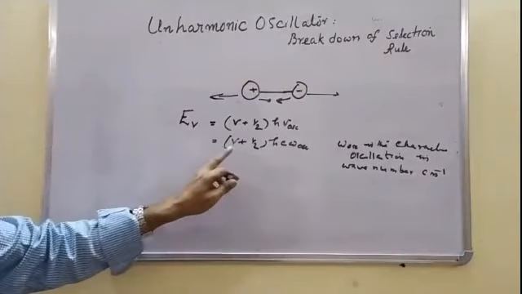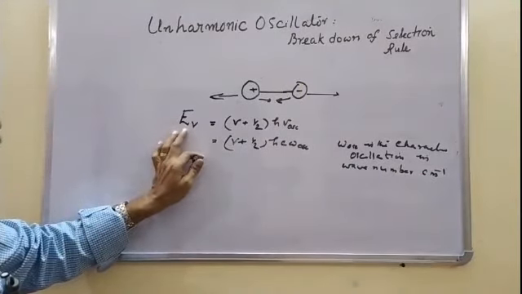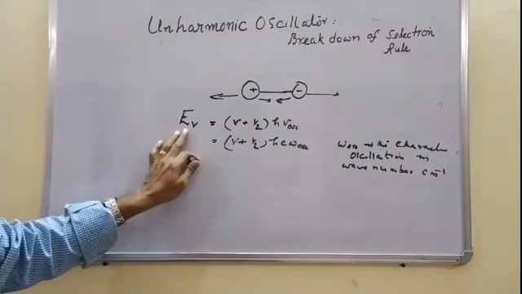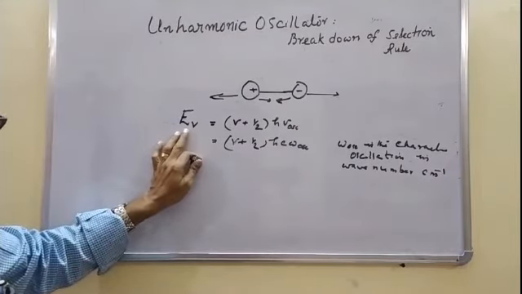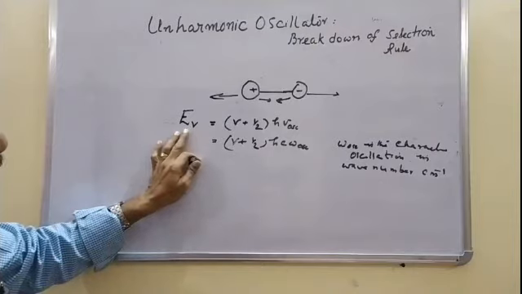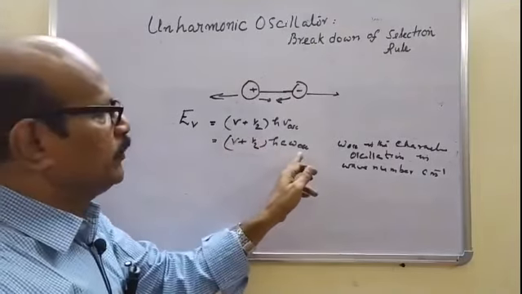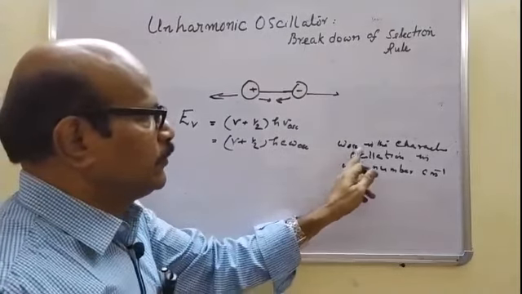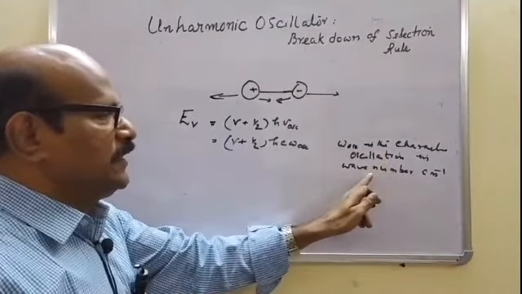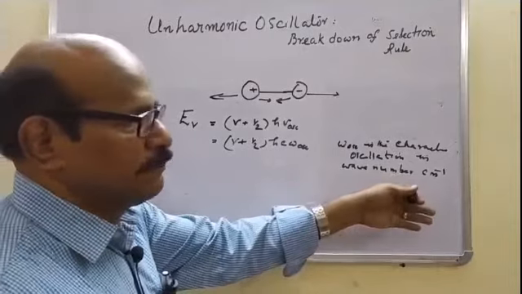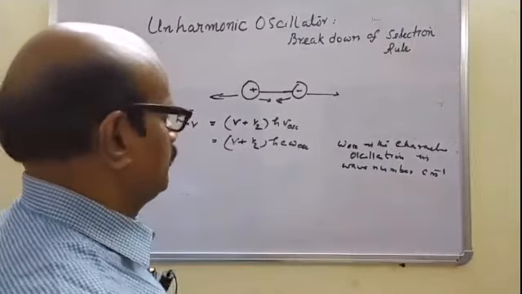This is our equation. So for an ideal harmonic oscillator, the energy of the vibration level nu, E nu, with nu equal to 0, 1, etc., E nu is equal to nu plus half into Hc omega oscillation, where omega oscillation is the characteristic oscillation in the wave number of the particular molecular vibrational system.